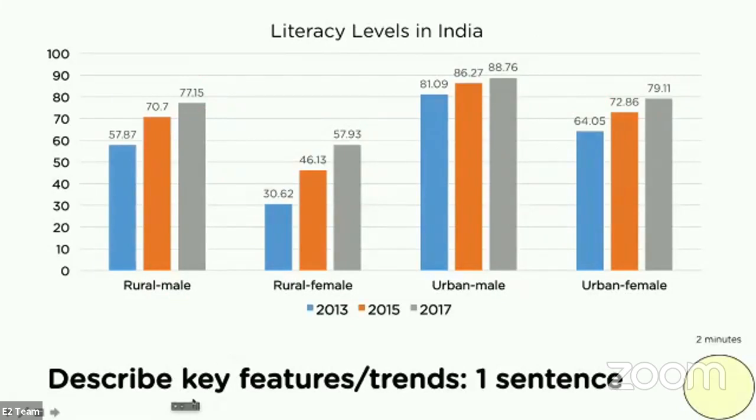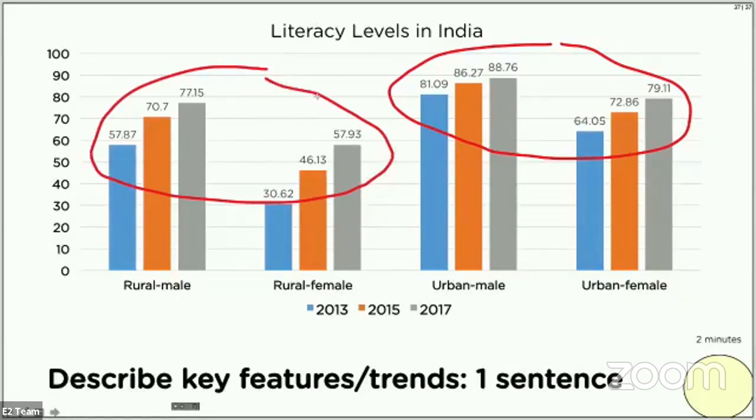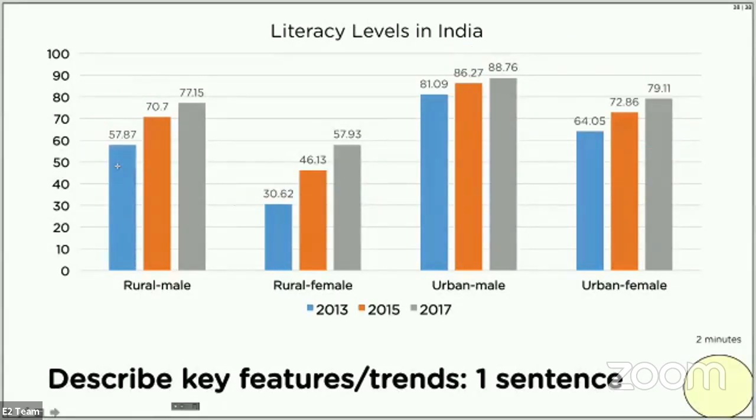Now, what's another key feature? Another key feature is that if we look at urban areas versus rural areas, you can see that people in urban areas are more literate than people in rural areas. So that's another key feature. Now, there's a third key feature here, which is that literacy rates are rising. Okay, literacy rates are rising because you can see the trajectory here across the years.